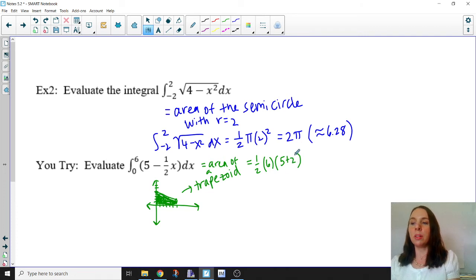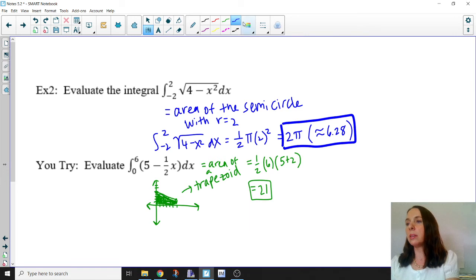Okay, again, where did this 5 and 2 come from? Up 5 units, up 2 units. It's just the y coordinates of your endpoints. So what's that? 21. Yay. I didn't box this and it's kind of bothering me. Look at that thick box.